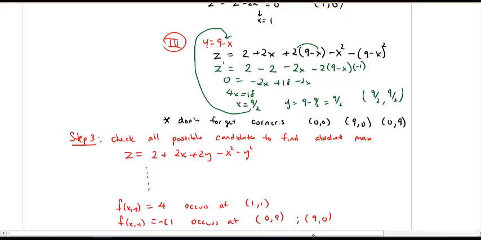I hope this gives you a better understanding of max-min problems in multivariable calculus, but ultimately I'm hoping that you would have done all this on your own because you would have read the notes from the textbook really, really well. All right, that's it.